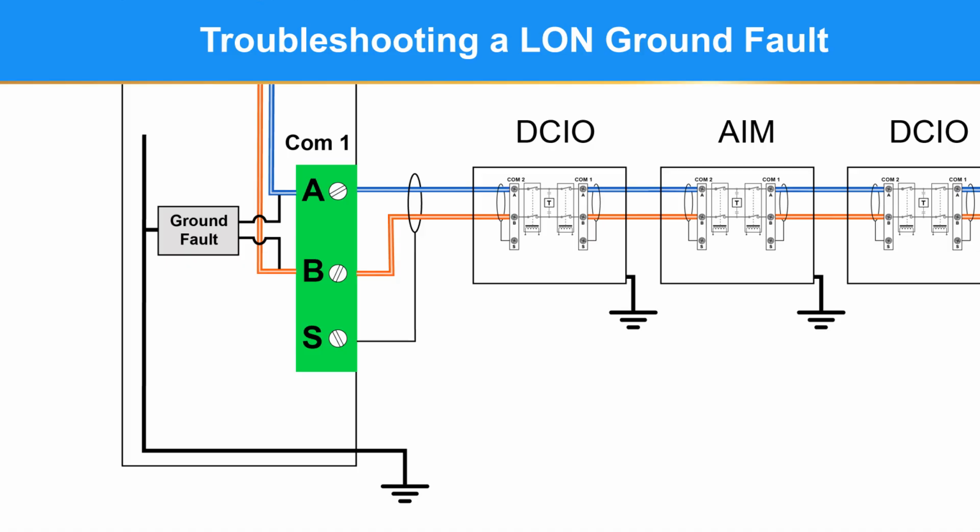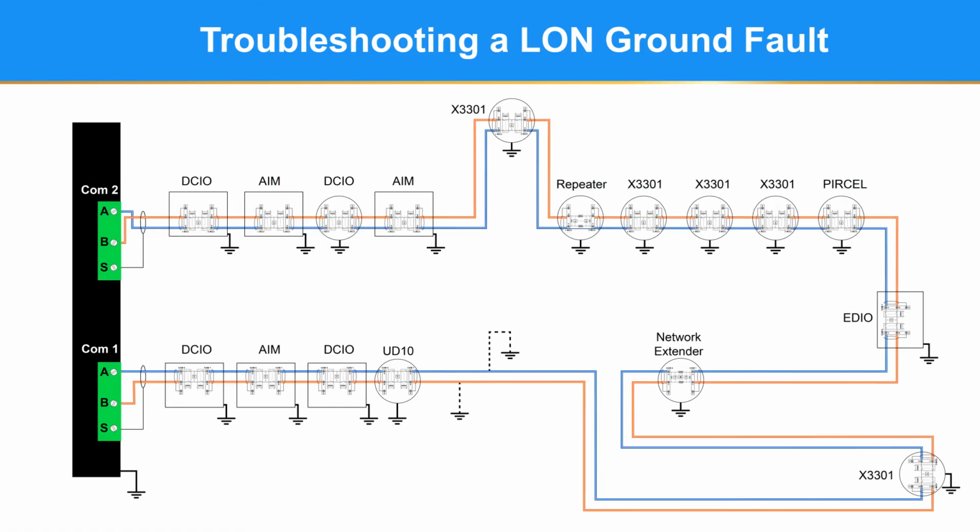Troubleshooting the LON ground fault is similar to troubleshooting other network issues by dividing the network into segments. We know the diagnostic is measured on COM1 of the controller. Disconnect the LON network at a halfway point. Here, I disconnected it at the EDIO. If the ground fault persists, the problem is between where you disconnected the LON and COM1.